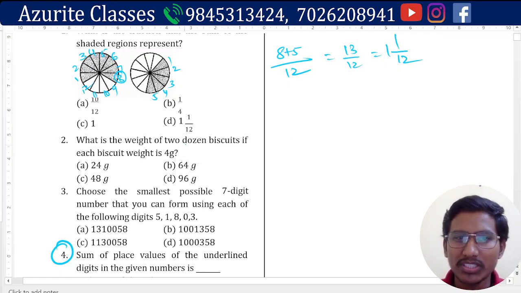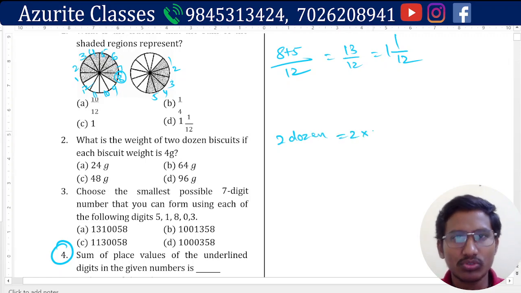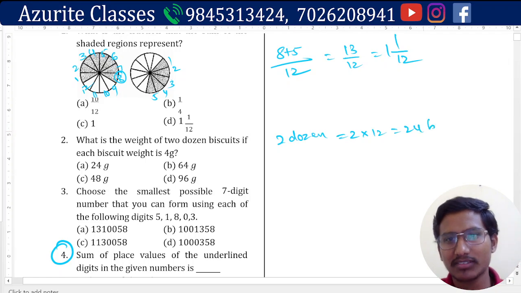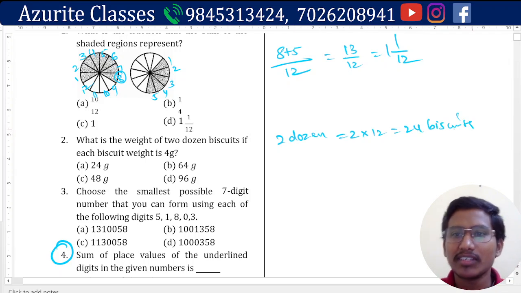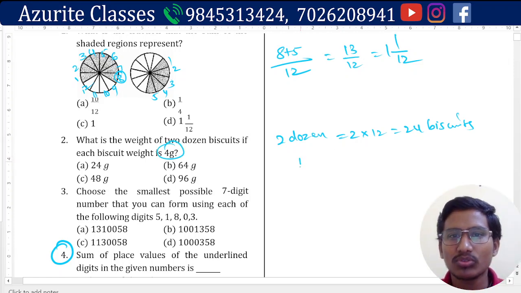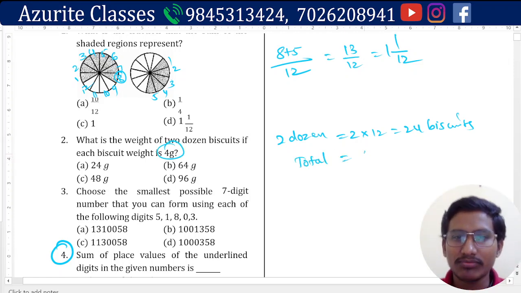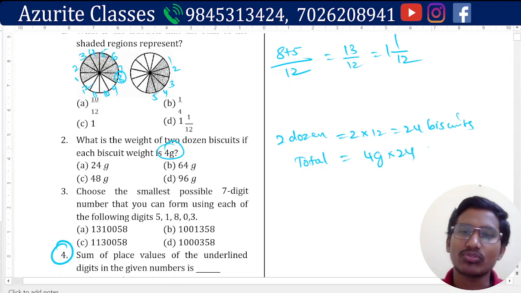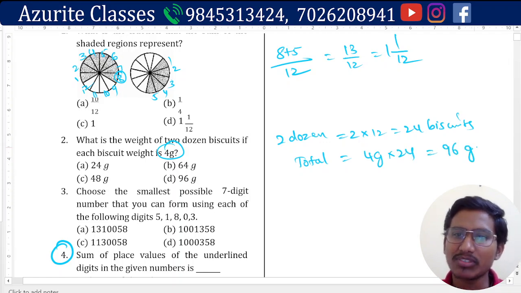So 2 dozen means how many? 2 dozen means 24, right? 1 dozen means 12, so 2 twelves are 24 biscuits. So for 24 biscuits, each is 4 grams. So total will be 4 grams into 24 biscuits. 24 fours are 96 grams, that will be the answer. So 96 grams means option D is the answer. Okay. Got it?